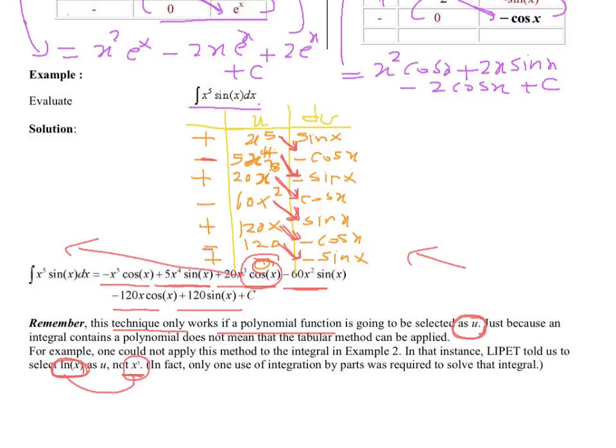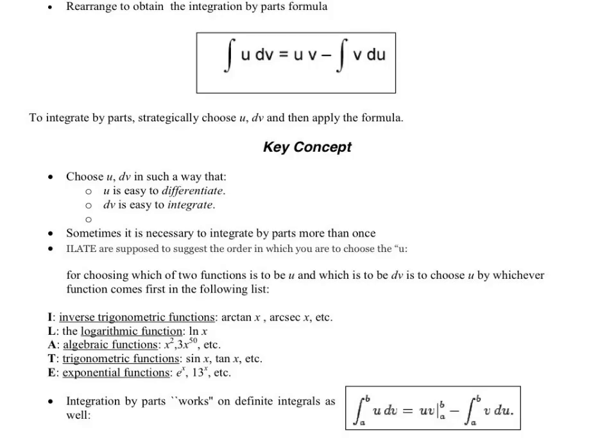But here, when we have x cubed with ln, we take u as ln, so we cannot use tabular form. Now, as a conclusion to the chapter, let us see these key concepts. The main thing about this section, which is integration by parts, is what do we take for u and what do we take for dv. So which function do we choose for u and which function do we choose for dv? Anyway, let's read the following.